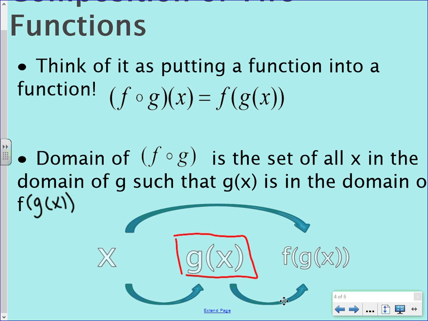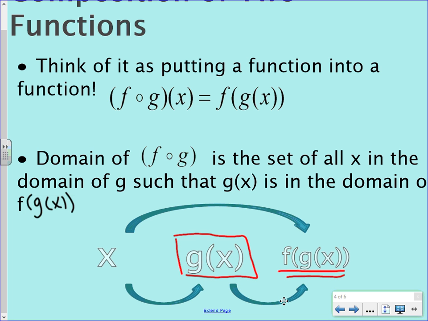Then we need to look at the resulting function. What do we get when we combine the two together? Then what we're going to look at is where those two domains are going to overlap.